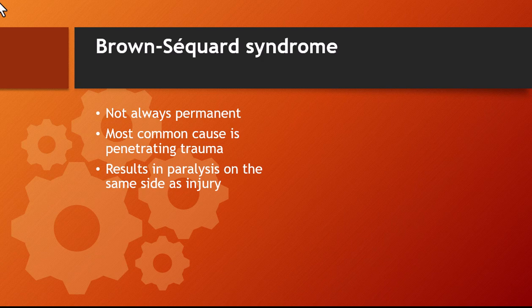Now, keep in mind that Brown-Sequard can either advance or it can regress. If the damage is permanent and severe enough, it will continue to progress, basically to where your patient will have complete paralysis. If it is temporary, it can begin to come back and heal itself as that edema begins to go down.